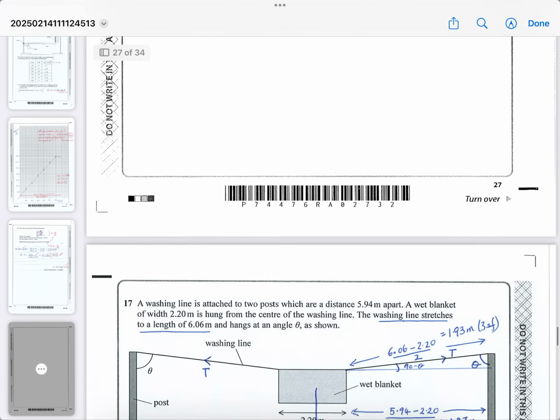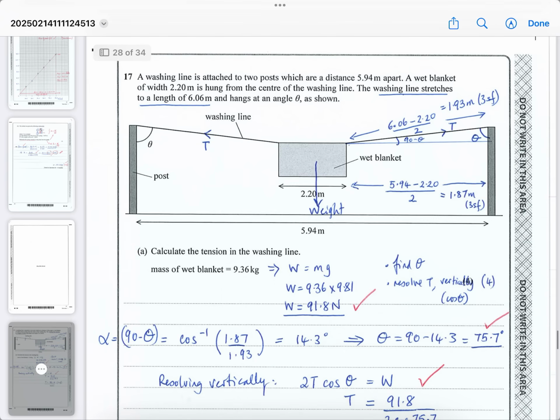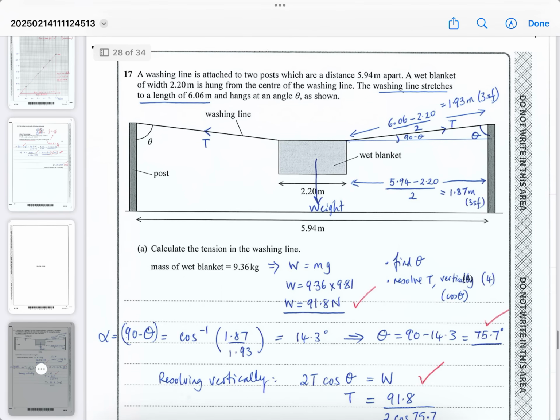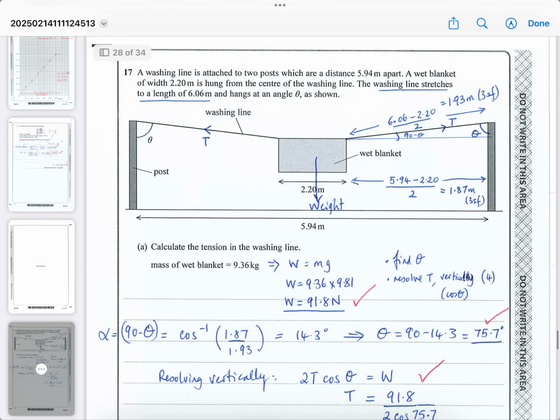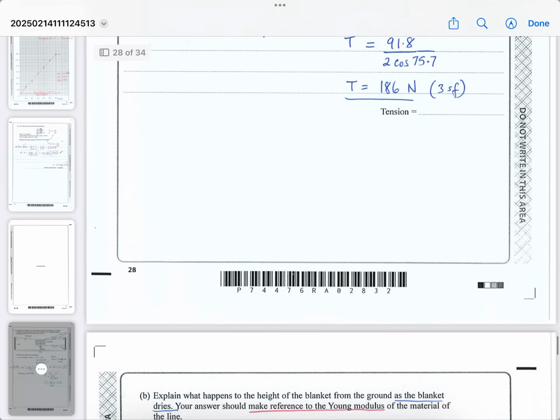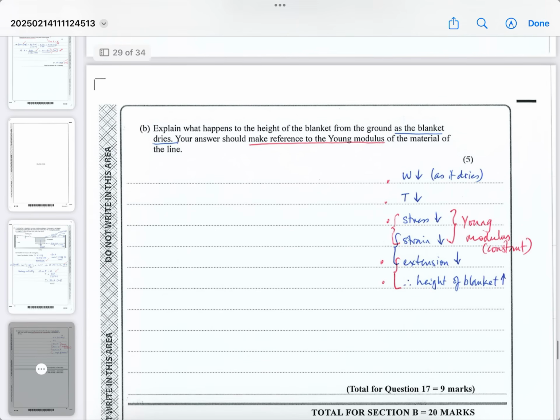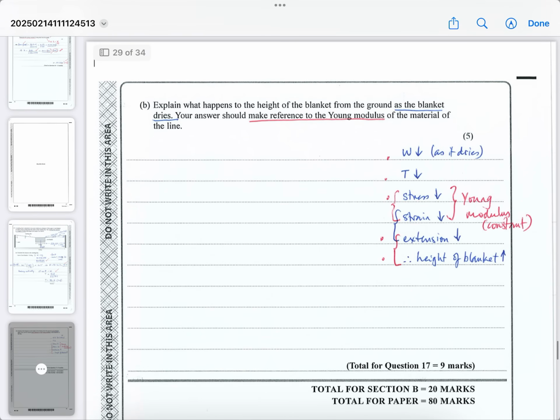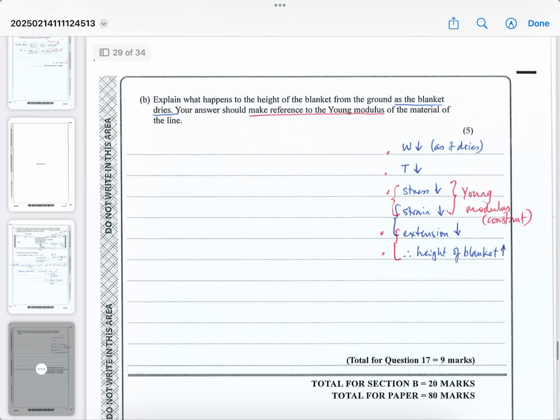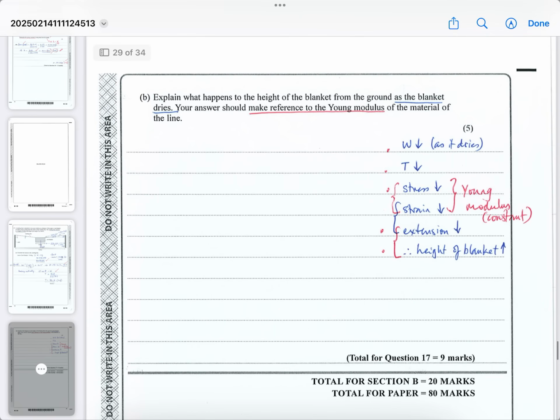And then the final question, so you normally have two, is about a washing line and the tension caused by putting a wet blanket on it. So there's a weight downwards, and then the washing line becomes tense, and you've got to do calculation of forces. So it's mainly mechanics. One of the students was complaining that they didn't revise Young's modulus, because it says with reference to Young's modulus, but obviously Young's modulus was covered when we did forces and mechanics, because it's a good time to do it.